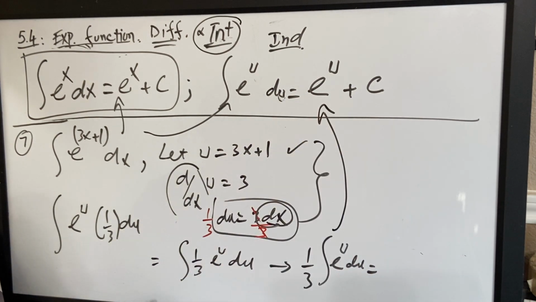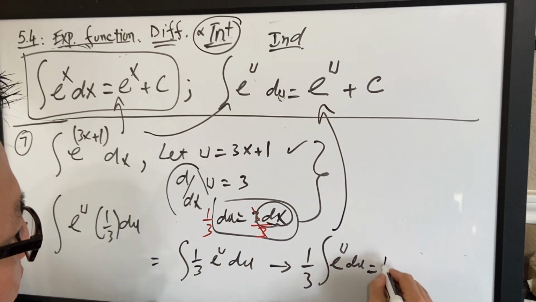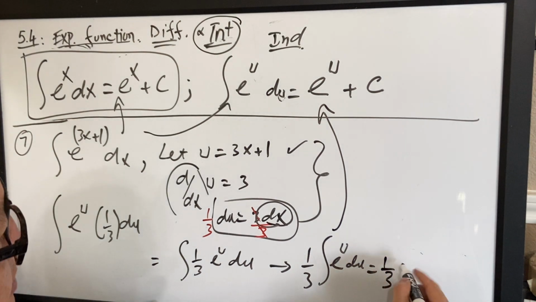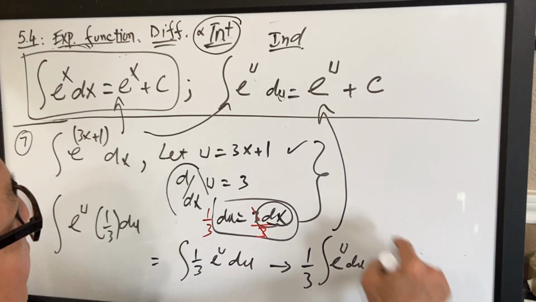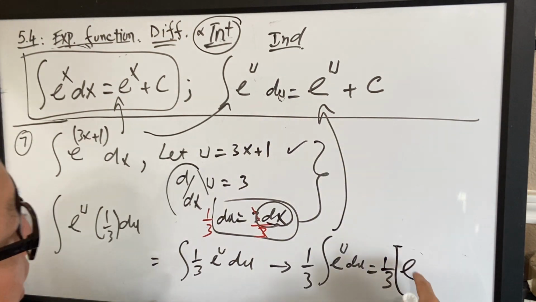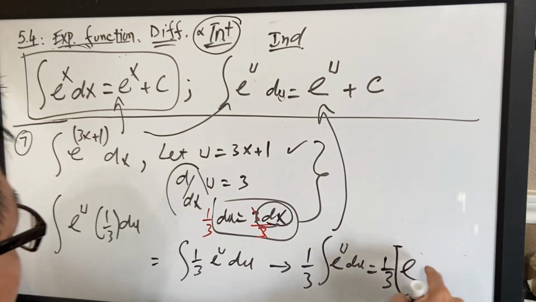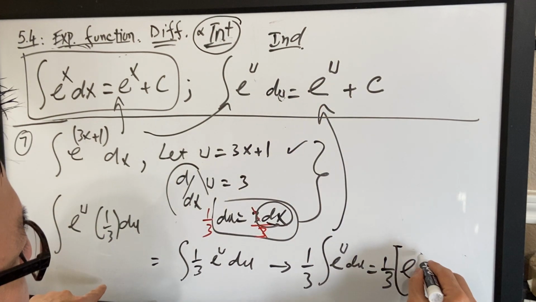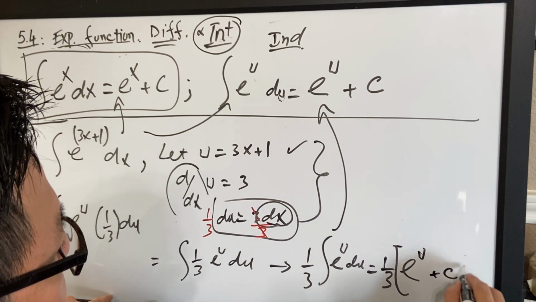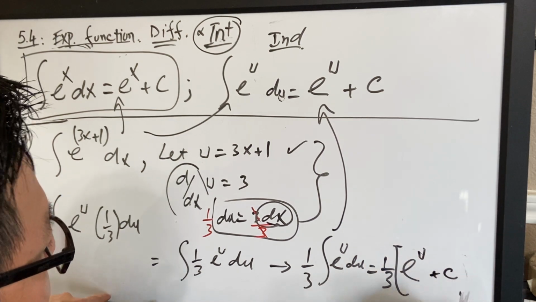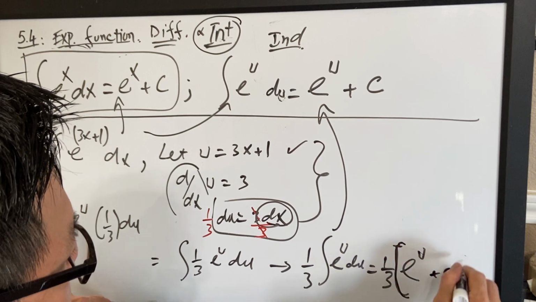All I do right now is 1/3 times e to the u, you can do this right here. E to the u, but what's my u? My u is, look, one second at a time. My u is u plus c. Okay, bracket. Either way, parentheses.